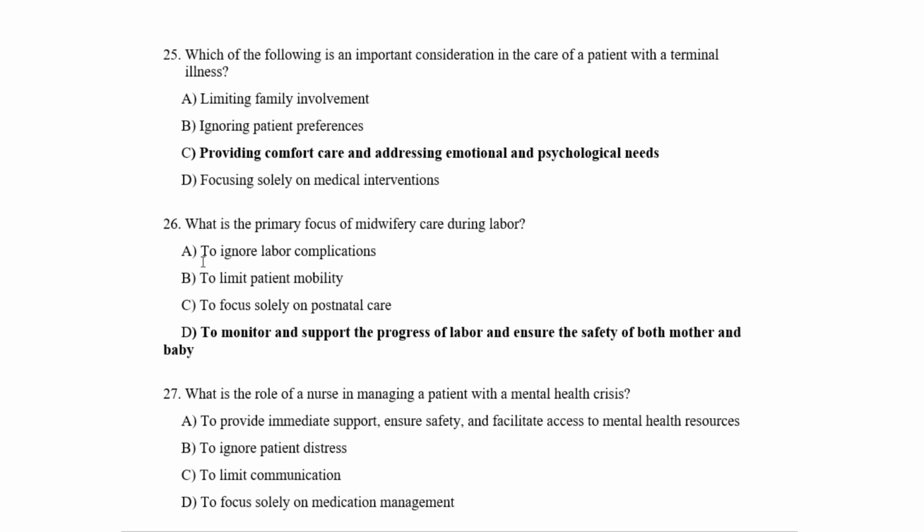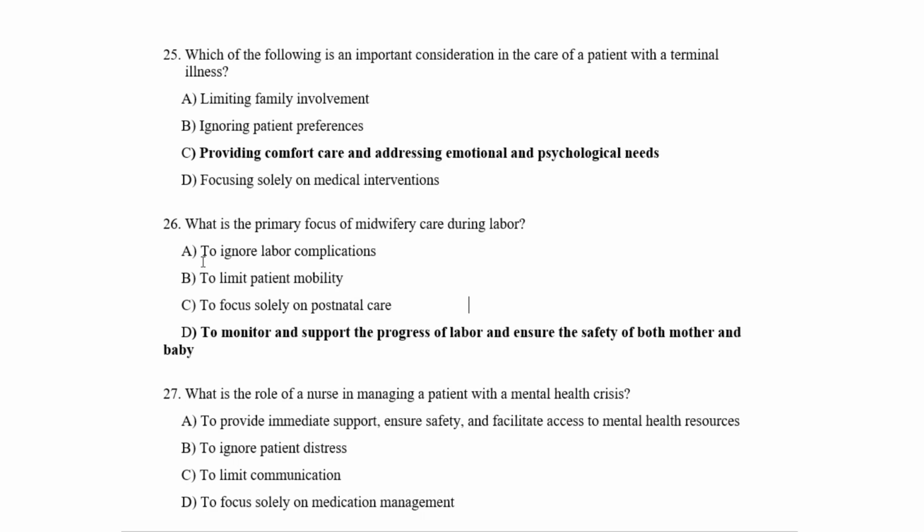Well, त्यसै गरी हामी क्वेशन नम्बर 27 मा हेरौं त. What is the role of nurse in managing a patient with a mental health crisis? Option A मा रहेछ to provide immediate support, ensure safety and facilities, assess the mental health resource. Option B मा रहेछ to ignore patient distress. Option C मा रहेछ to limit communications. Option D मा रहेछ to focus only on medication management.